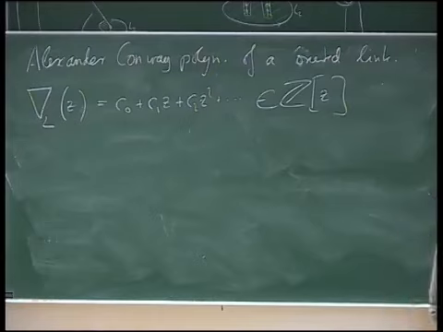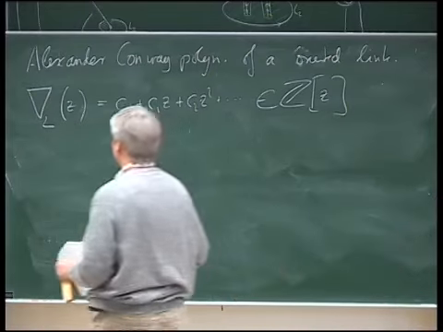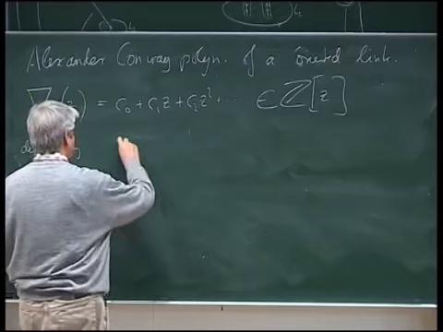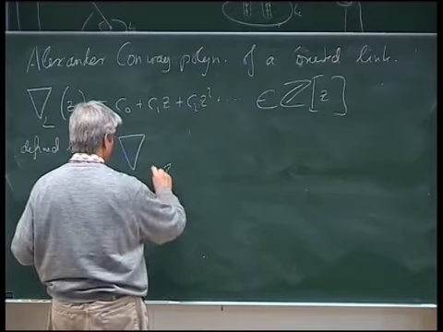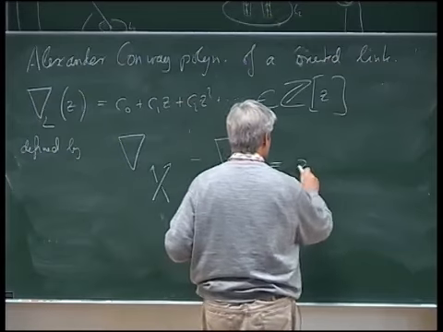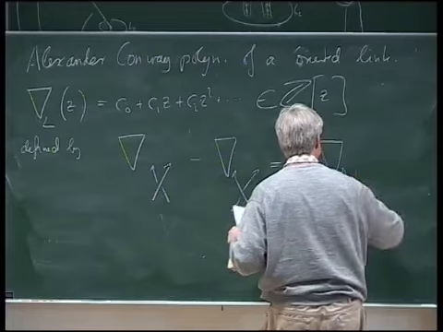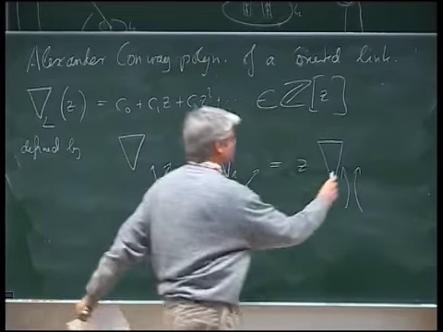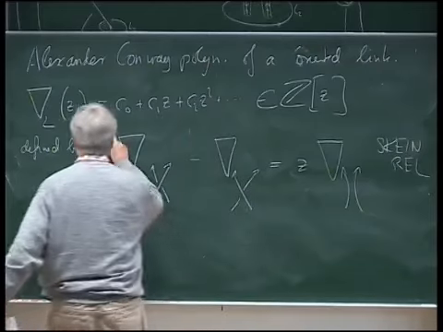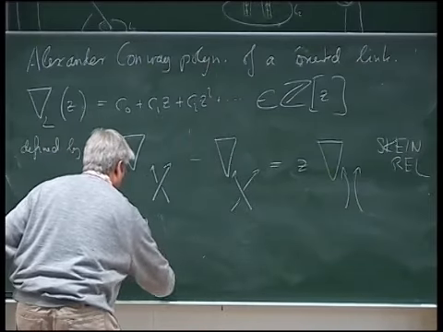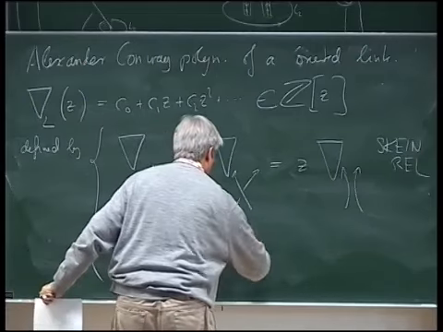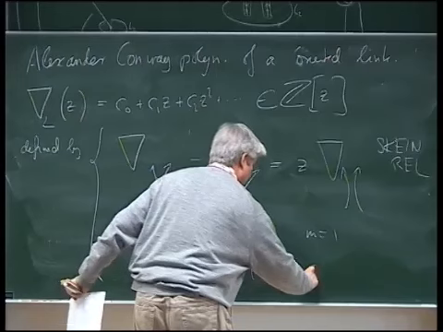And for combinatorialists, really the nicest way to define this thing is by a skein relation. It's not obvious that this is well defined, but it says nabla of this crossing minus nabla of this crossing is equal to z times nabla of the smoothing. This is called the skein relation. And then there's the other thing, the normalization, that says if you take nabla of an unlink with m components, then this will be 1 if m is equal to 1 and 0 otherwise.